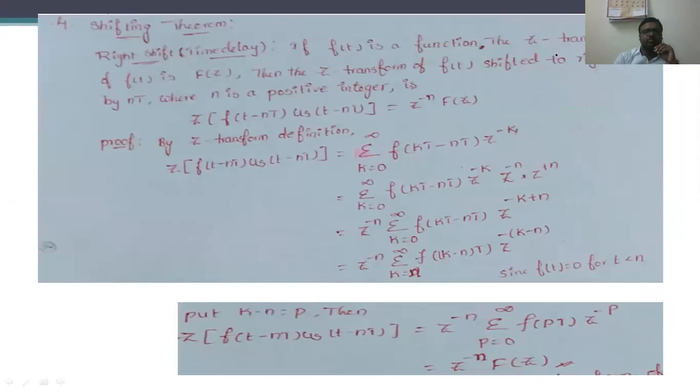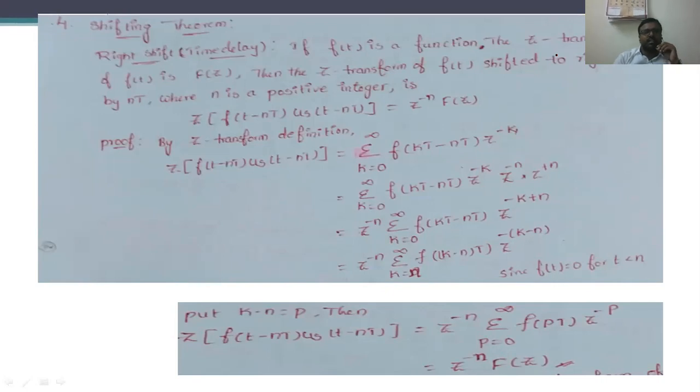If f of t is a function, then the z transform of that function f of t is F of z. Then the z transform of the function f of t shifted to the right by nT, where n is a positive integer, that is the z transform of f of t minus nT into step function u of t minus nT, is equal to z power minus n into F of z.